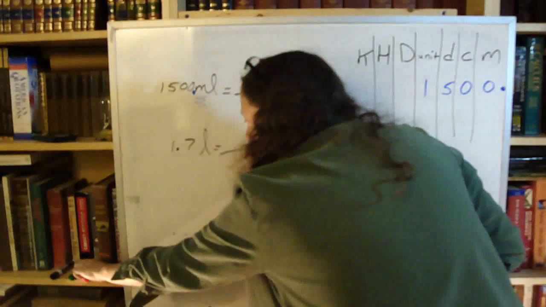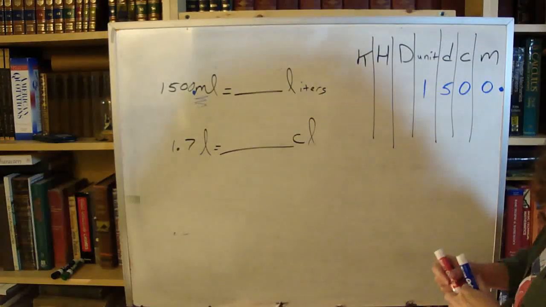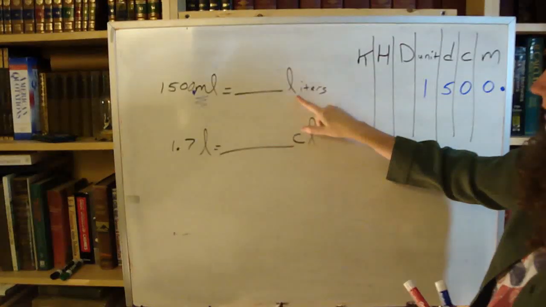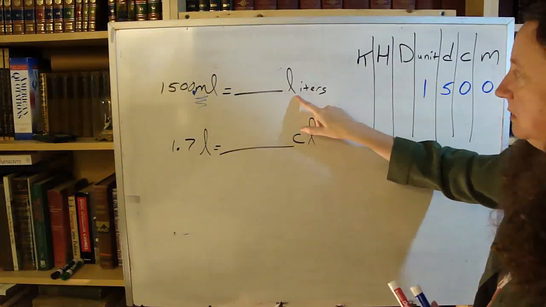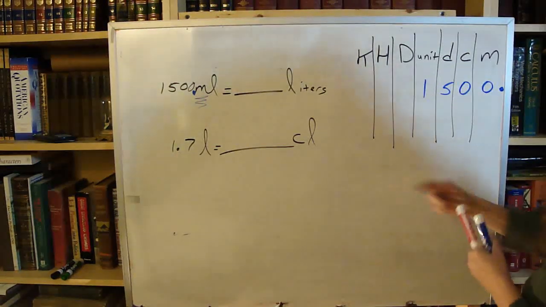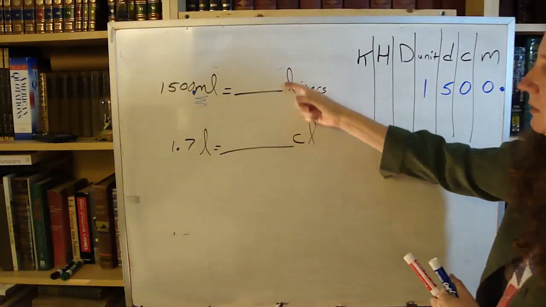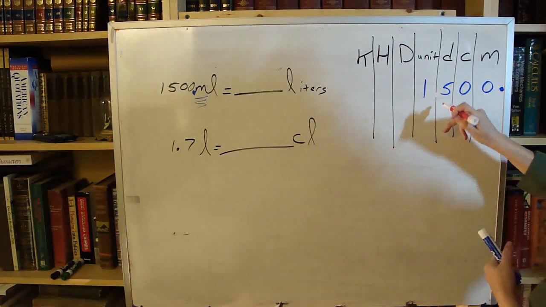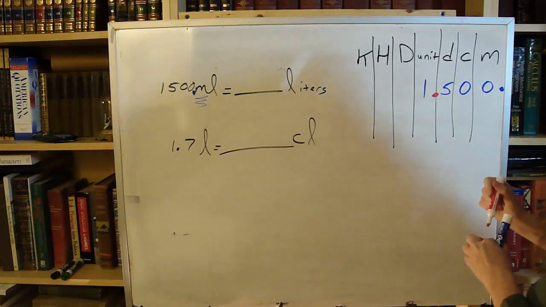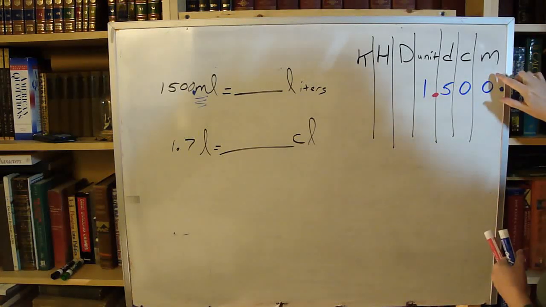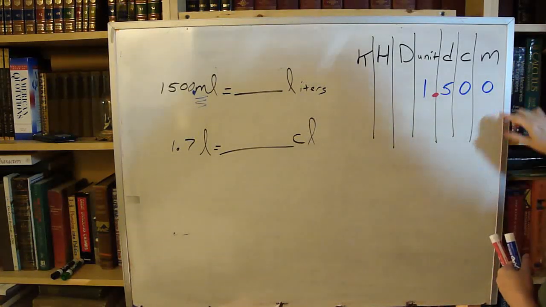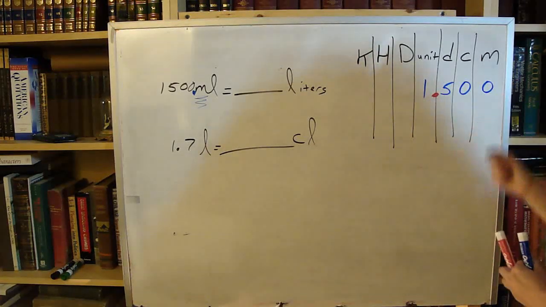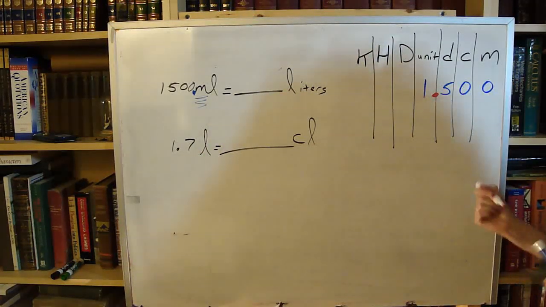Next thing I want to do is put my new decimal point where it belongs, at the end of the main unit column. There's no prefix here, so it's going at the end of the unit column. Then I get rid of my old decimal point. I now have my correct number, 1.5 liters.